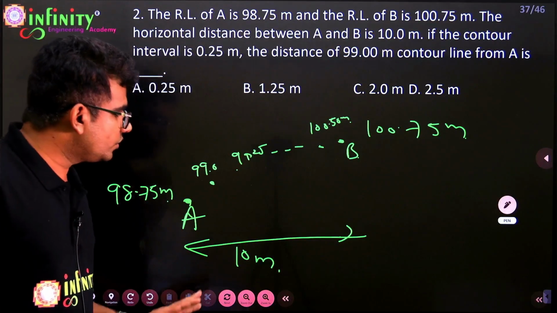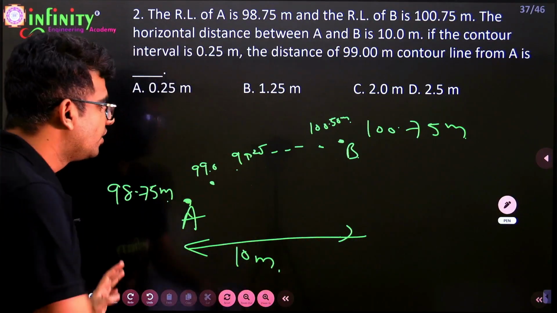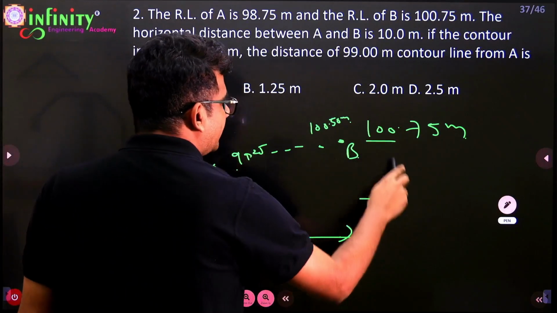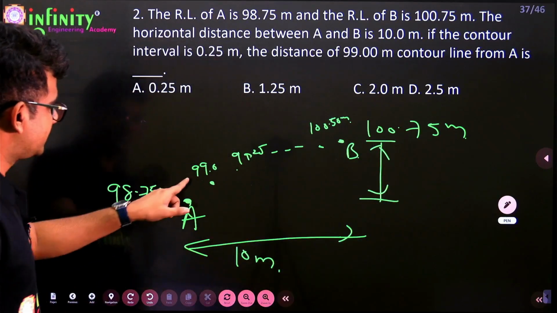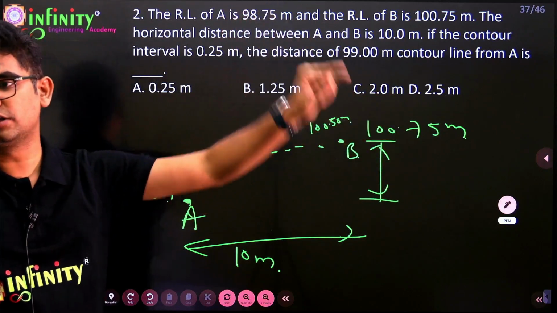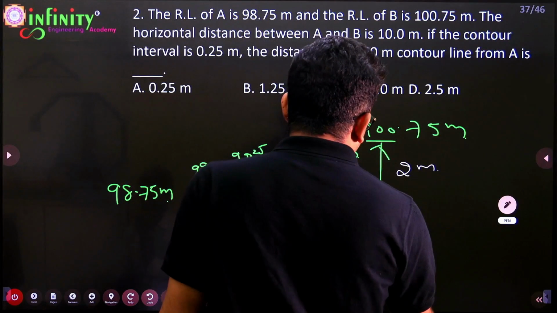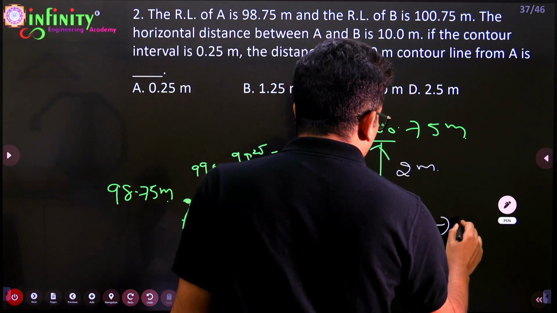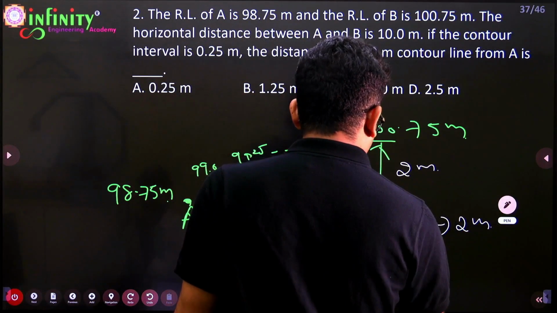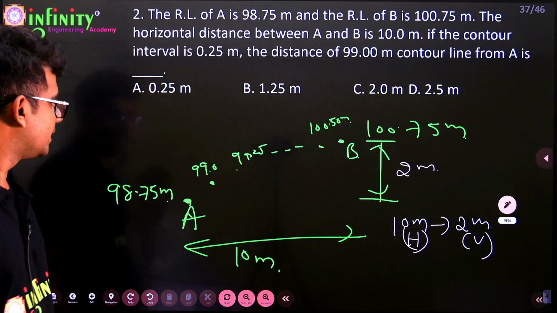So now you have the horizontal distance AB, that is 10 meters. For this horizontal distance of 10 meter, what is the vertical distance? Here it is 98.75, here it is 100.75. So how much is that? 2 meters. So 10 meter horizontal distance has 2 meter vertical distance.